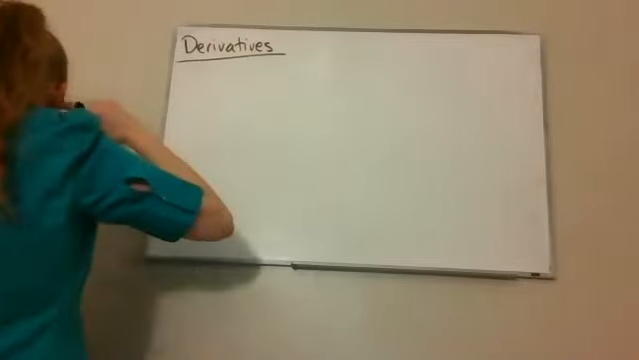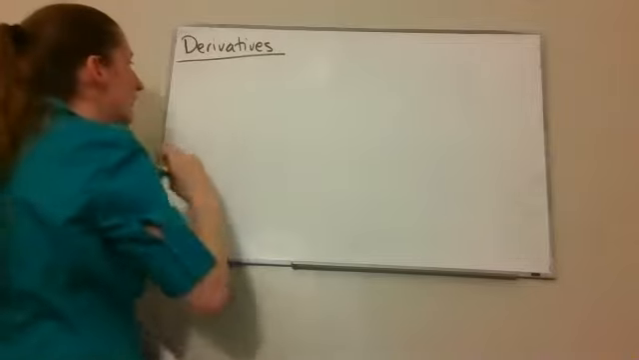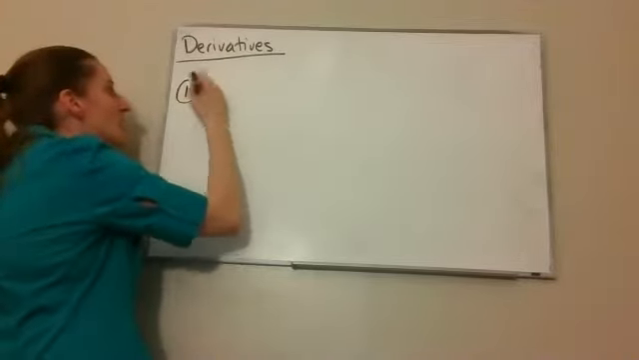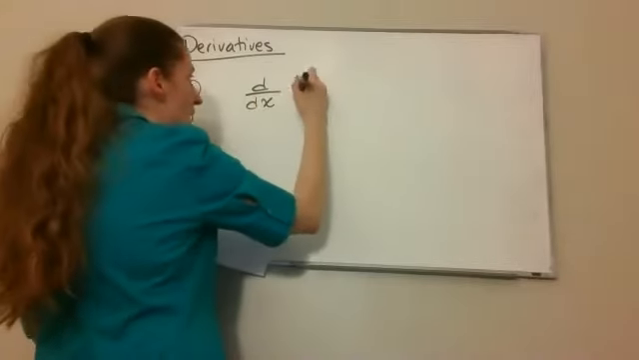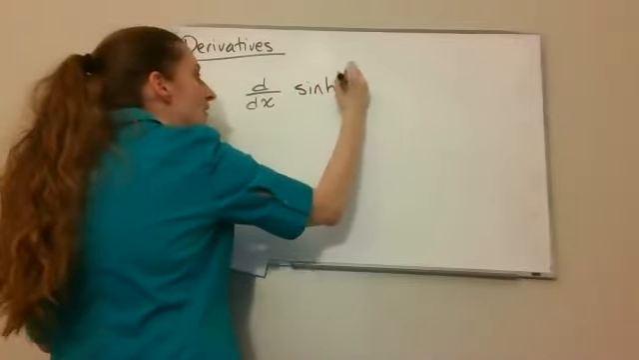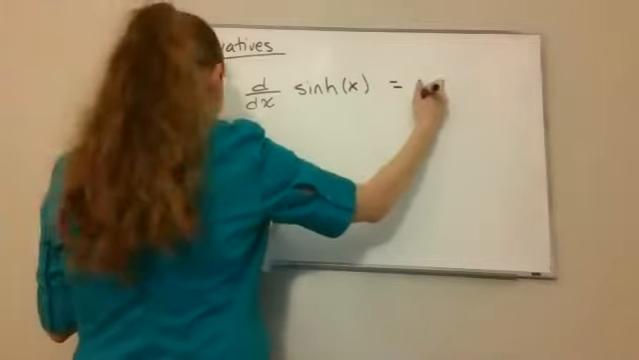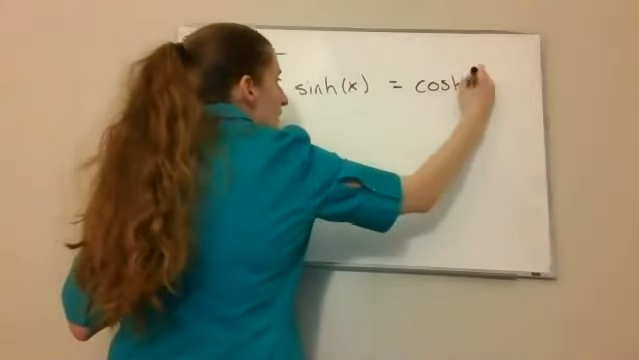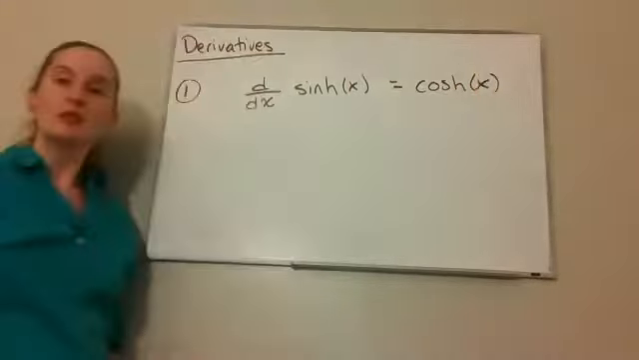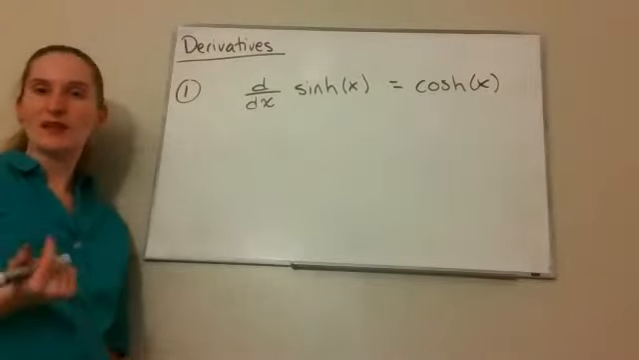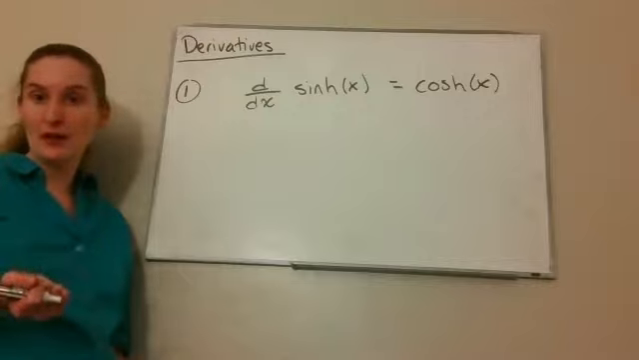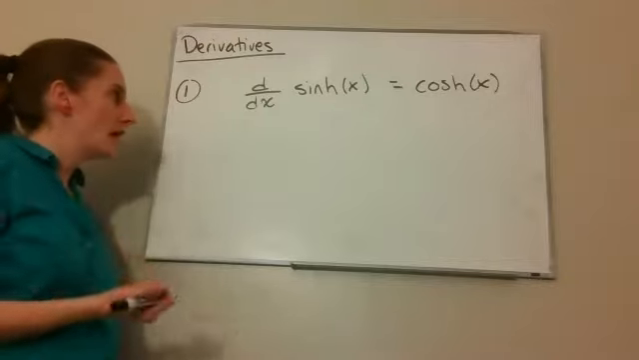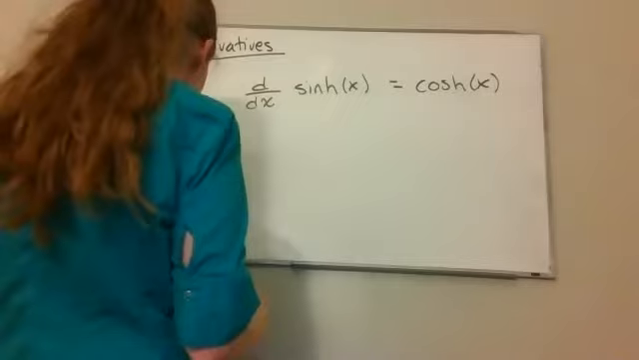So, derivatives of hyperbolic functions. The first one: the derivative of the hyperbolic sine is equal to the hyperbolic cosine. That's super nice because that is the same sort of relationship we have when we take the derivative of just our regular sine. We get cosine. Now this one I'm going to actually show us.